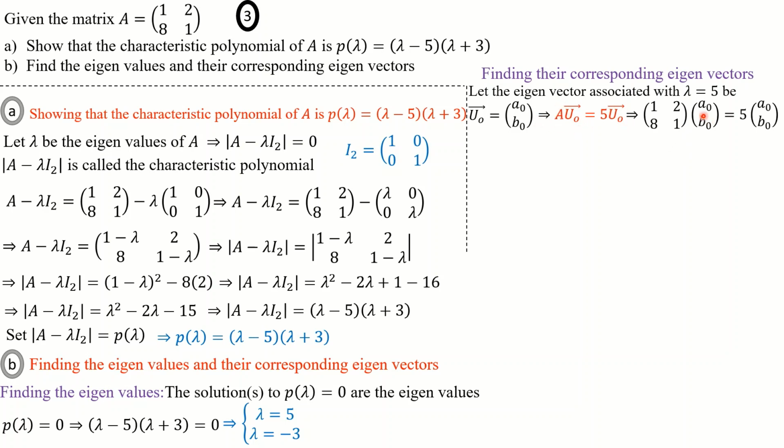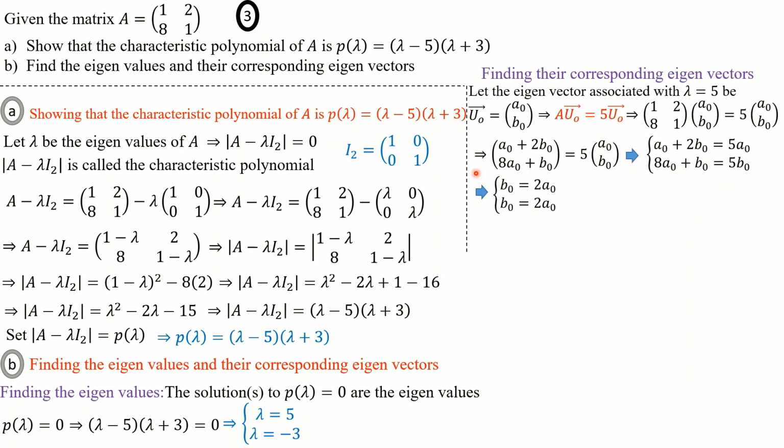So from there we just input the corresponding matrices: A is [1 2; 8 1], U0 is (A0, B0), times, equal to 5 times U0, which is (A0, B0). Now this is matrix multiplication, so we have 1 times A0 plus 2 times B0 equal to 5 into A0, and the same thing for 8 times A0 plus 1 times B0 equal to 5 into B0. So with that we get our system of equations. We can now look for A0 and B0. We express B0 in terms of A0. So B0 will be equal to 2A0 according to the first equation, subtracting A0 on both sides and dividing by 2. Same thing for the second equation. It means that my A0 remains A0 and my B0 is 2A0.